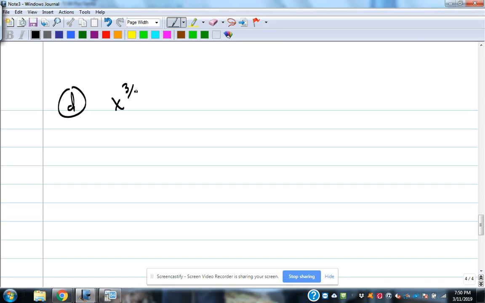X to the 3 over 2 is equal to 216. We'll start with something really easy. Short, or shorter, not necessarily easy, but shorter. If you've got a rational exponent, you can undo a rational exponent in a similar way that we undid the square roots or the cube roots. Think about a square root. What is it as an exponent? Square root turns into what power? The 1/2.